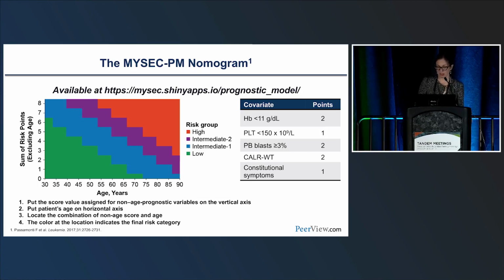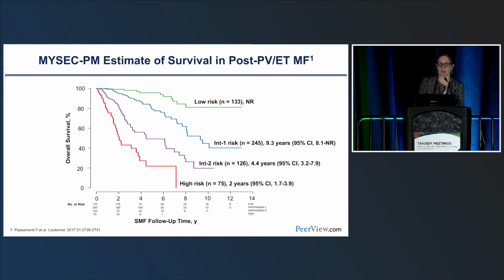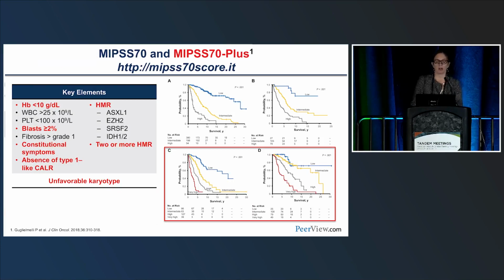And this one also takes into account constitutional symptoms, and then it's a nomogram that you plot the score based on the age, and it comes up with high, intermediate 2, intermediate 1, and low risk, which translates to different survival estimations. Now, in more recent years, we've really tried to understand the impact of somatic mutations or non-driver mutations on patients who have myelofibrosis, and we're looking at these mutations in a number of different disease types.